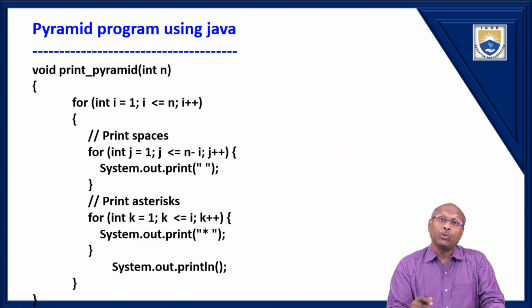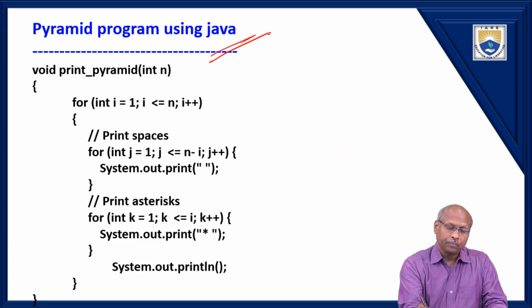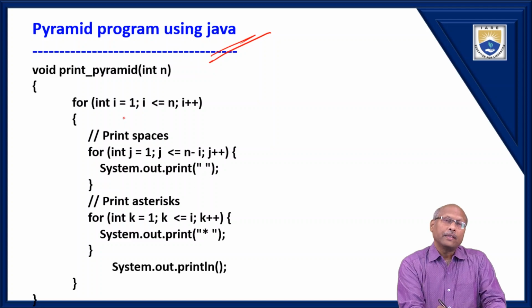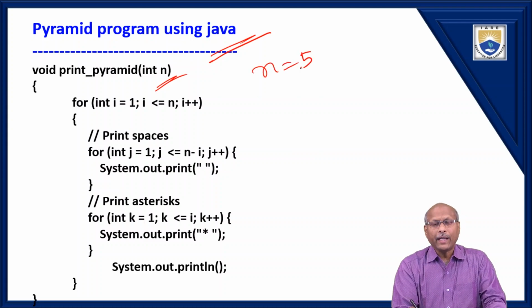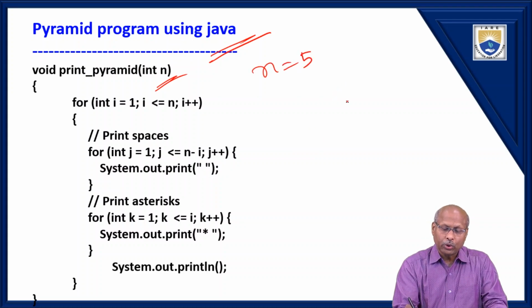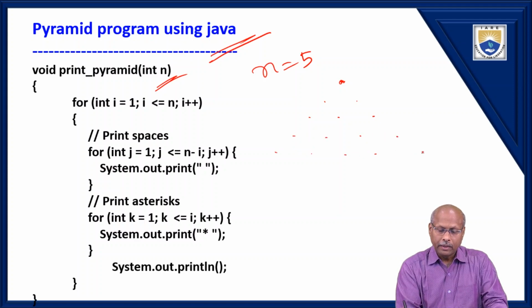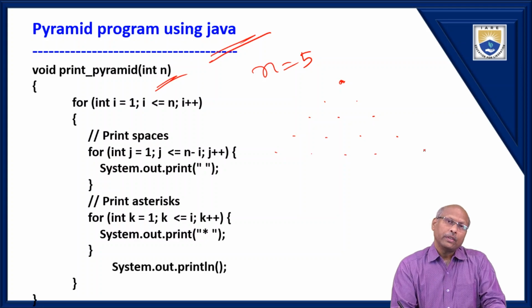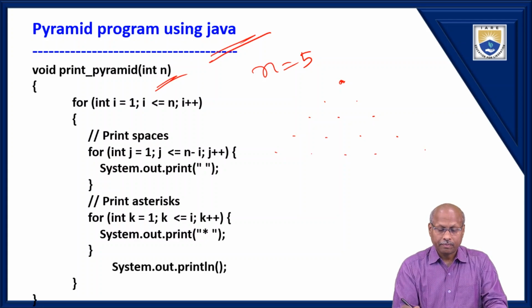Now let us see how you can write a program using Java. If you observe here, how many times does my program have to repeat? N number of times. For example, n equals 5 means there are 5 rows. So the first row will have only 1 element, the second row will have 2 elements, the third row will have 3 elements, the fourth row will have 4 elements, and the fifth row will have 5 elements. So depending on the row, that many elements you have to print.